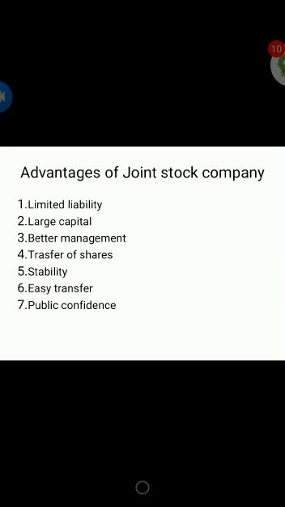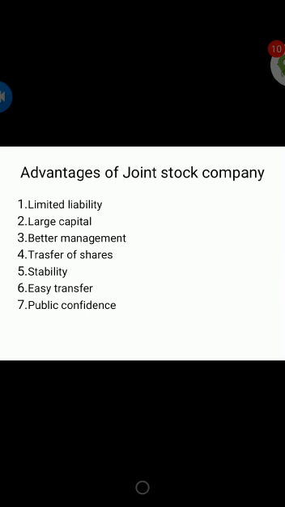So the first is limited liability. Here liability is limited to the amount they have invested in the business. So their liability will be limited only to the unpaid amount of the shares.